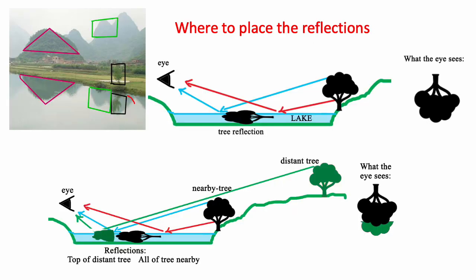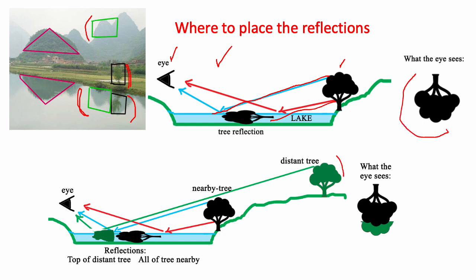Here we see the reflection of a tree that's close to the lake and also next to a reflection of a mountain that's far away. So how do we know where to place the reflections? Well, the only way to do it is to look at the side view. And so here's the eye, and here's the tree on the other side of the lake. The top of the tree reflects closer to the eye than does the bottom of the tree. And as a result, we see an upside-down tree.